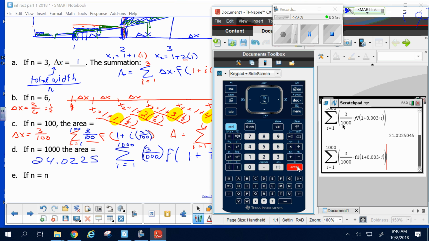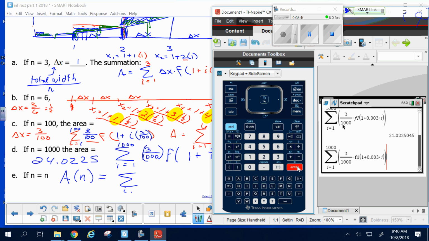So now, rather than retype, we could create a function that could be used to estimate for any number of rectangles. So let's create a function. I'm going to call it A sub n, for area as a function of number of rectangles.